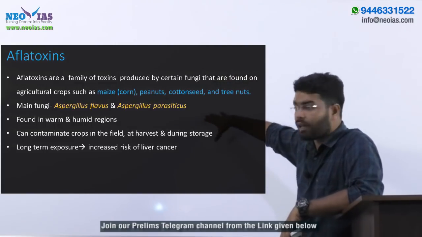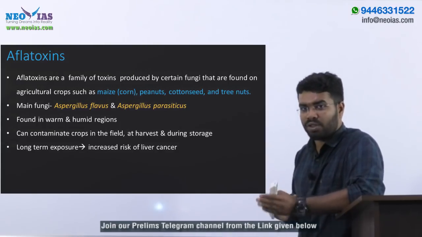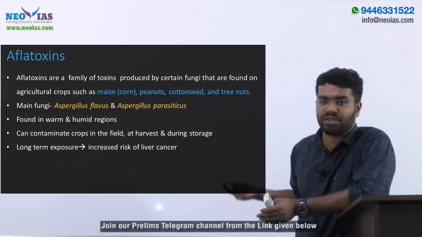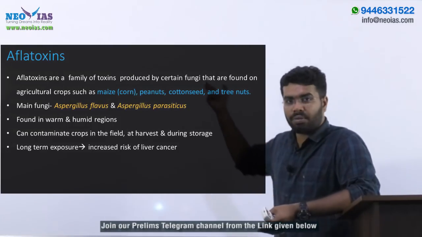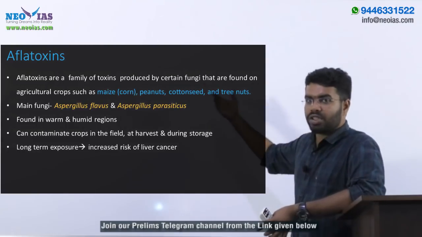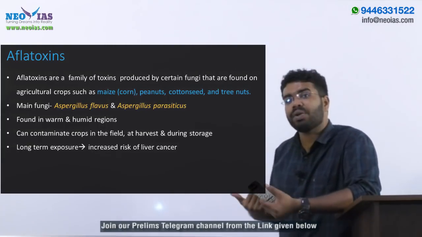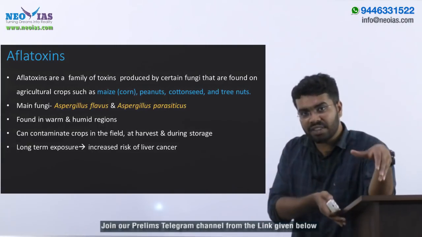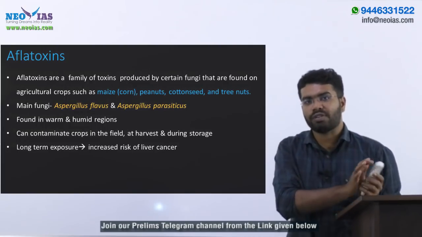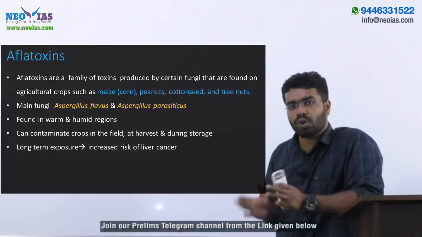It is found in warm and humid regions. If the storage is not proper, if the moisture attacks these food products, especially nuts, almonds, cashew nuts, etc., that will result in the development of this Aspergillus fungi, thereby the production of aflatoxins. It can contaminate the crops in the field, at harvest and during storage. So the entire life cycle of the crop can be affected if not stored properly.